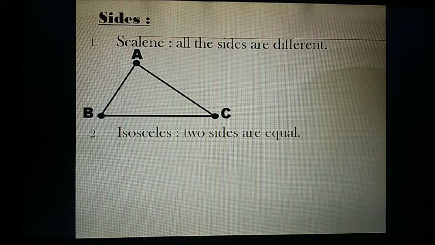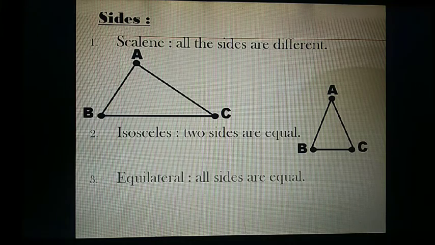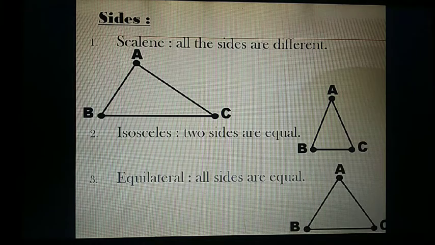Next is isosceles. Here, two sides are equal. Here in triangle ABC, AB and AC are equal to each other. Moving to the next triangle, that is the equilateral triangle. Here all the sides are equal.